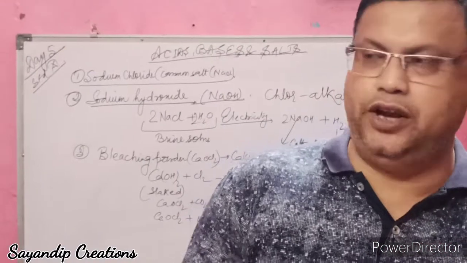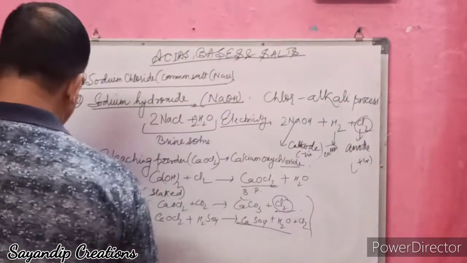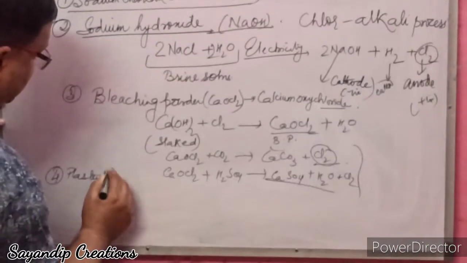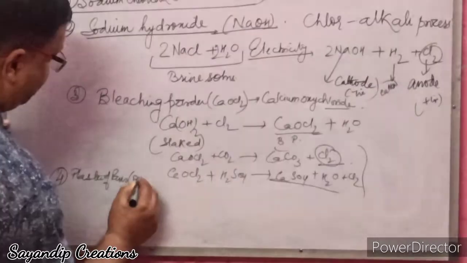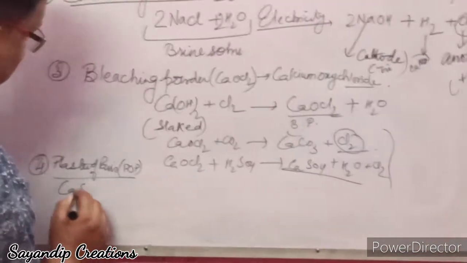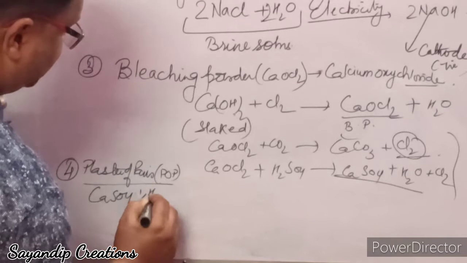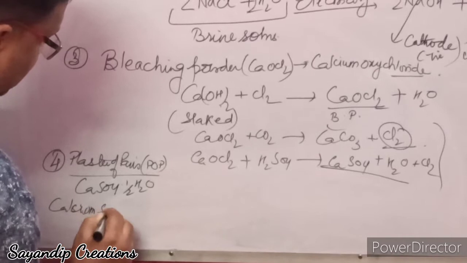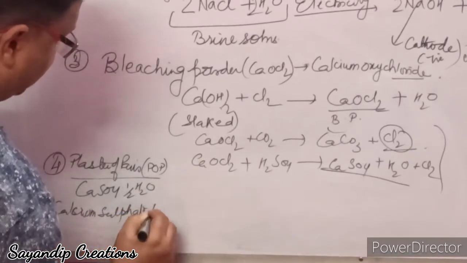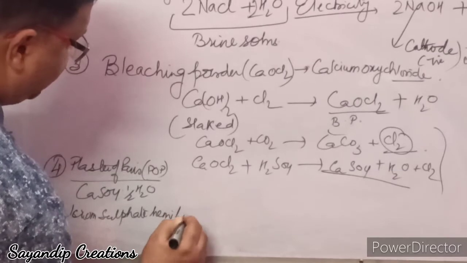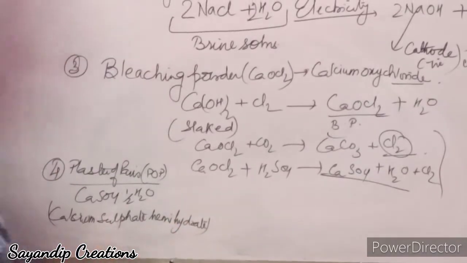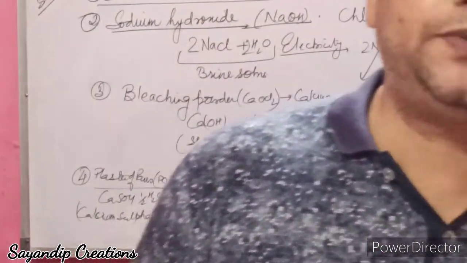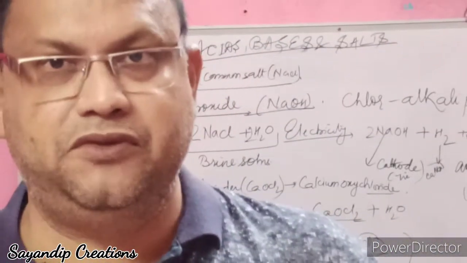The last topic for the day which I am going to discuss is Plaster of Paris, which you call POP. The formula is calcium sulfate half H2O, that is, calcium sulfate hemihydrate. Now, it is prepared by heating gypsum salt.